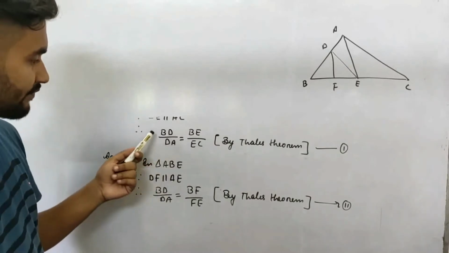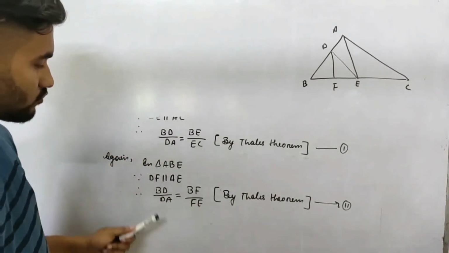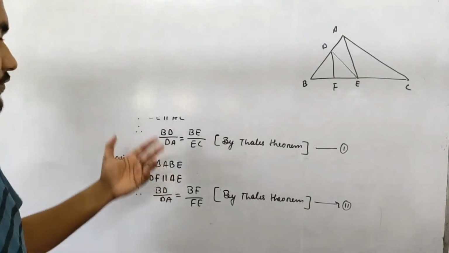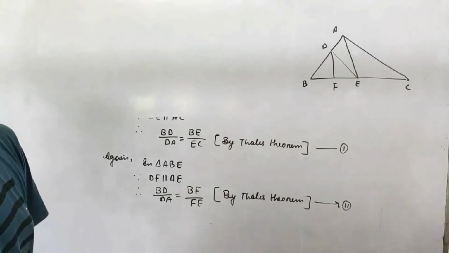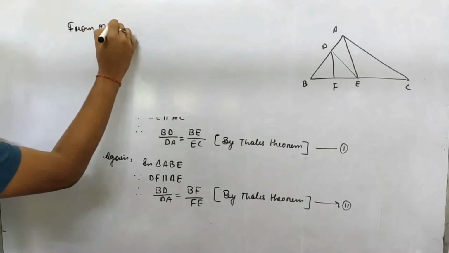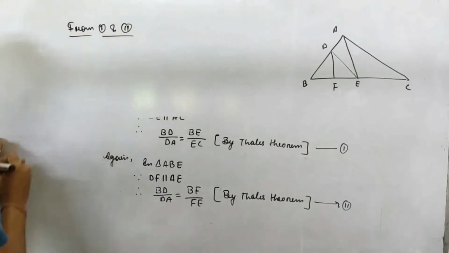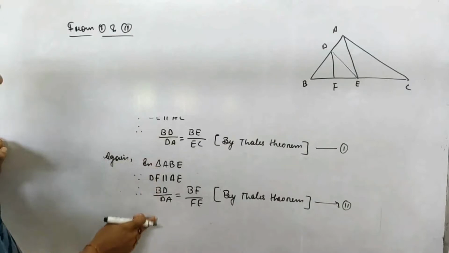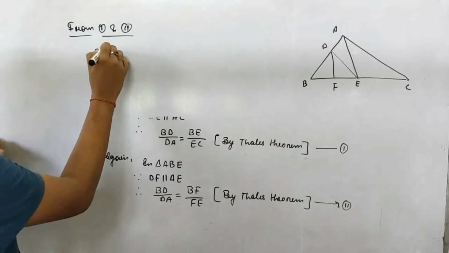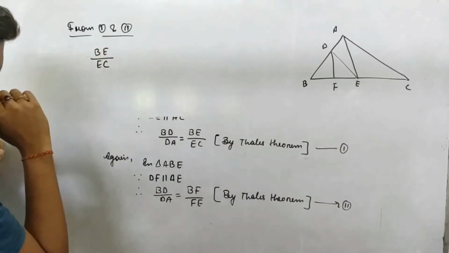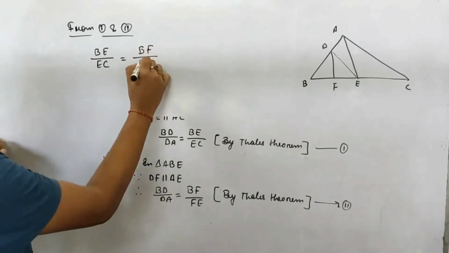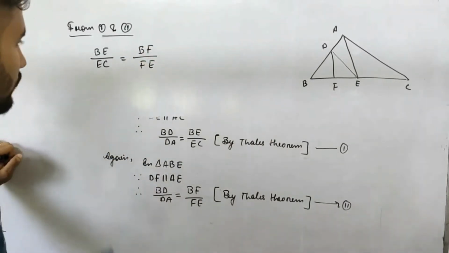So see, in equation 1 there is BD by DA, and in equation 2 also there is BD by DA. That means the left parts are the same. So if two parts are matching, then the other two parts will also match. So from 1 and 2, what will I get? See, these two parts are matching. If these two parts are matching, then the other two parts will also match. That is, I can say BE by EC will be equal to BF by FE.